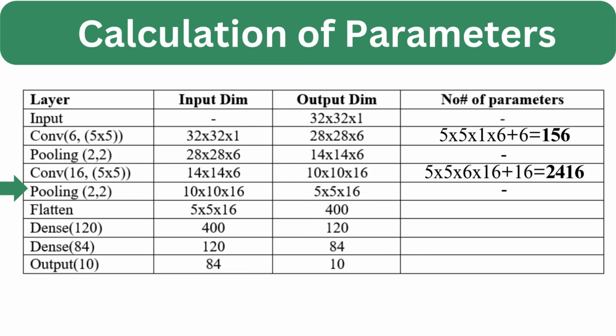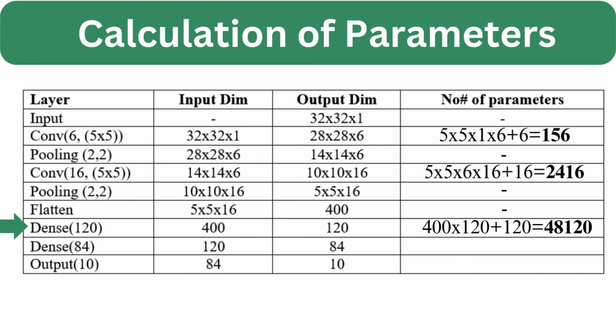Now we have again a pooling layer. There will be no trainable parameters. Then we have a flattened layer. Again, on the flattened layer there are no weights and biases, so there will be no trainable parameters. Now we will move to the dense layer that contains 120 neurons. The input to the dense layer is 400. So after flattening, the input becomes 400, which becomes the input to the dense layer, which contains 120 neurons.